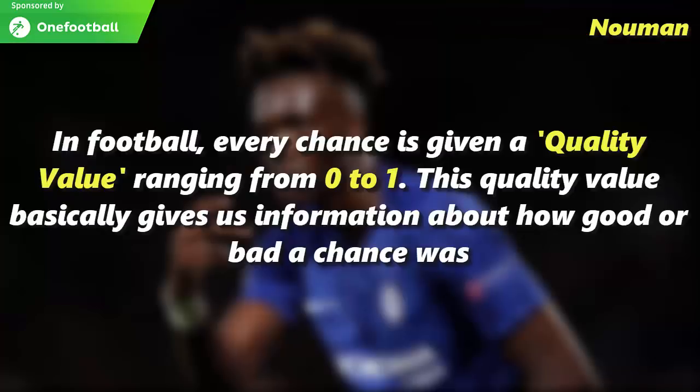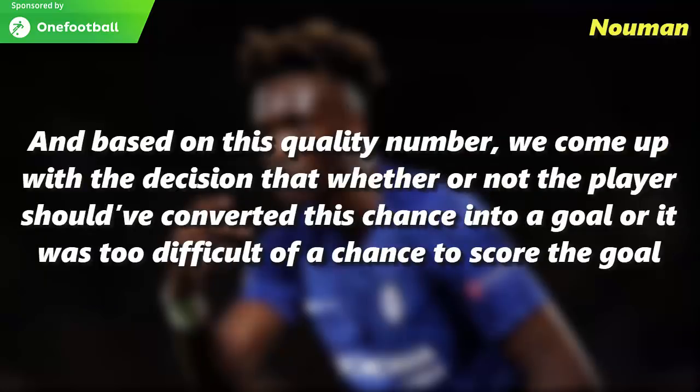So in football, every chance is given a quality value ranging from 0 to 1. This quality value basically gives us information about how good or bad a chance was. And based on this quality number, we come up with the decision of whether or not the player should have converted this chance into a goal, or it was too difficult a chance to score the goal.